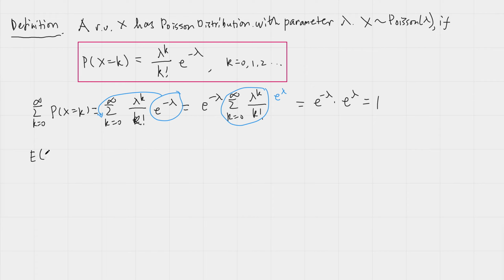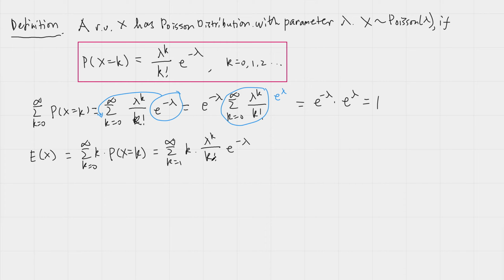Next, we want to calculate the expected value of X. The expected value of X is equal to the summation from k equals 0 to infinity of k times the probability X equals k. And this is equal to the summation from k equals 1 to infinity. Here we write k from 1 to infinity because when k is equal to 0, this term is 0. So this summation can be written from 1 to infinity. So k times lambda to the k over k factorial times e to the negative lambda.